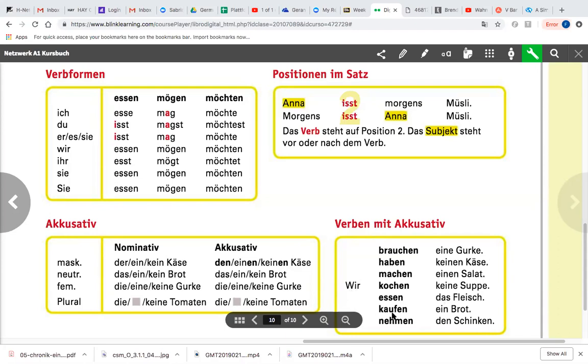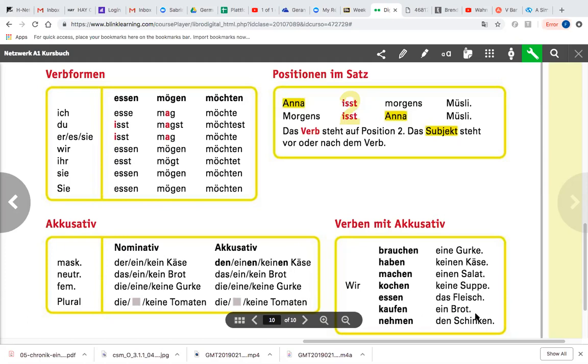Wir kaufen ein Brot. We buy a bread. So we is the subject, kaufen is the action, and ein Brot, the Brot is being acted upon, right? It's being bought by us. So this is a brief overview for you about the Akkusativ. What I need you to do really here is to just study the articles and know how they change. For instance, if we use ein Brot, it's das Brot. So neuter, das in the Akkusativ, it does not change. It's the same, right? So wir kaufen ein Brot.